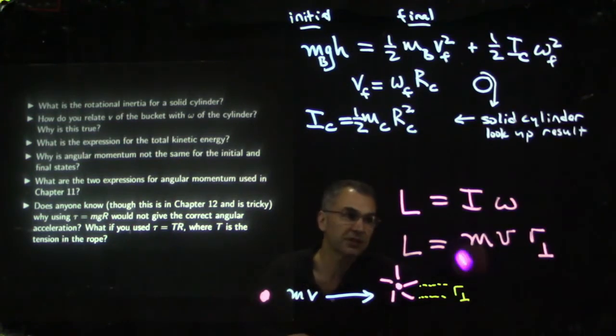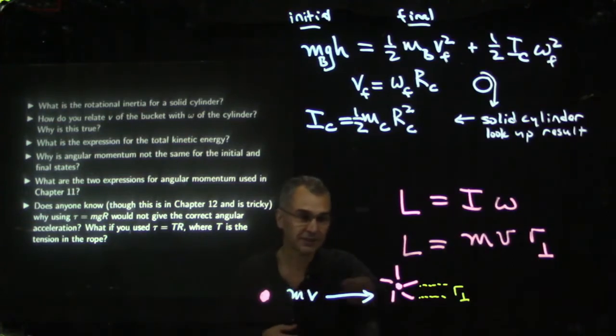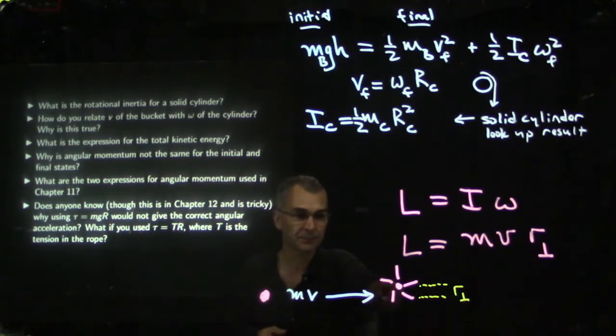So you can use linear motion to create a rotational motion if you apply an impulse, a momentum, a mass times velocity, which has some lever arm, some perpendicular distance away from the axis of rotation.